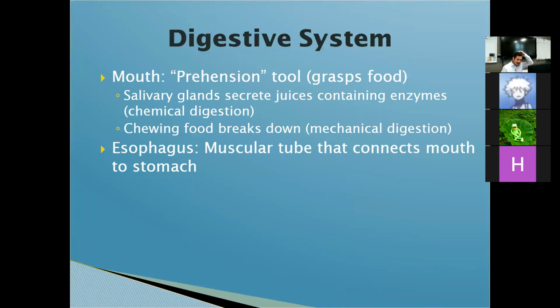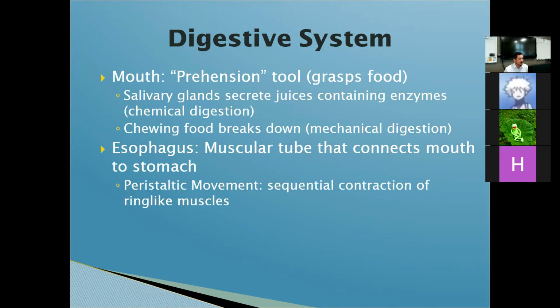Now, the esophagus is the muscular tube that connects the mouth to the stomach, and it does that through peristalsis, or peristaltic movement. What that is, if you take your hand and you squeeze one finger at a time, this is going to give you an idea of what peristalsis looks like. It's your body's natural reaction. If that was looking like this, that's what your esophagus does.